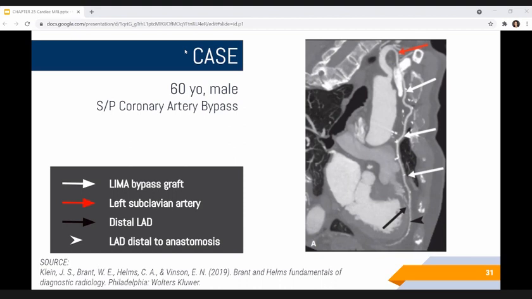It arises from the left subclavian artery pointed by the red arrow, anastomosing with the distal LAD demarcated by the black arrow. Now further down, we can appreciate good opacification of the LAD distal to the anastomosis marked by the black arrowhead.